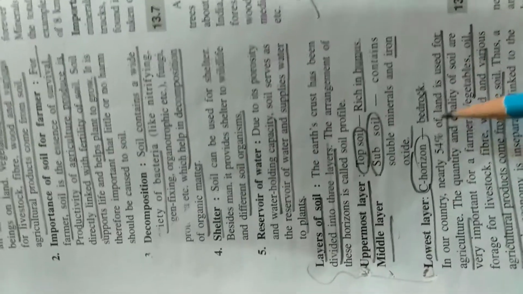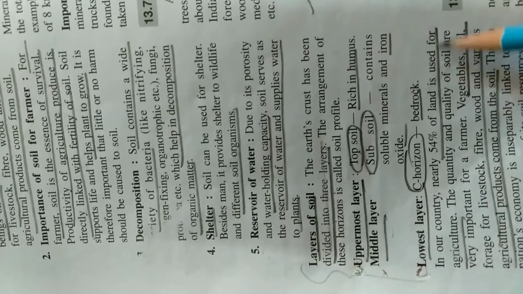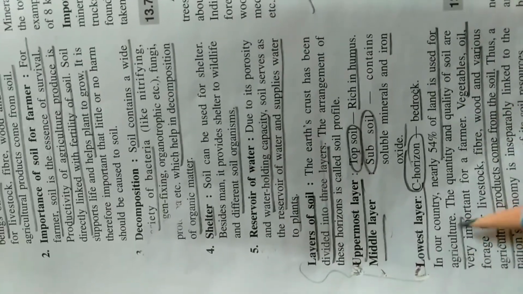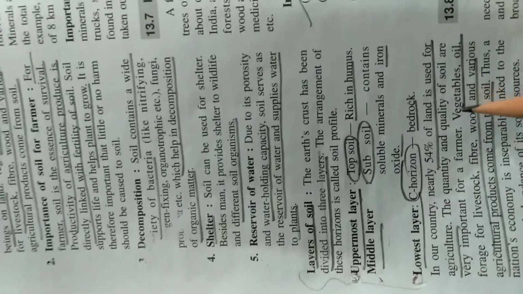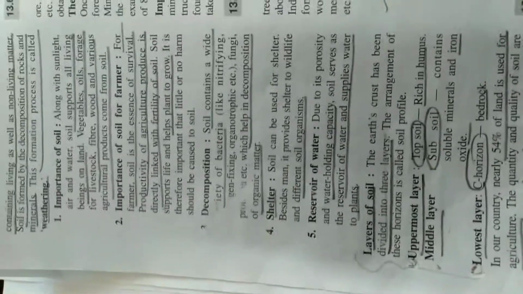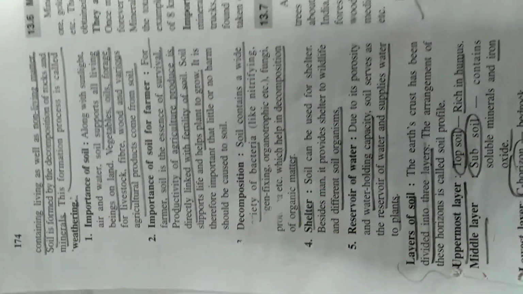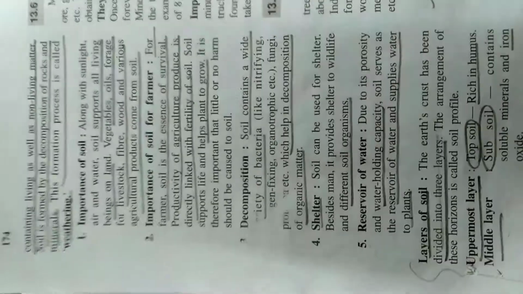In our country, almost 54% of land is used for agriculture. And from agriculture only, we get all the things necessary for our survival. So you have read about 3 resources today, and all these 3 resources are very important for the survival of life on Earth.